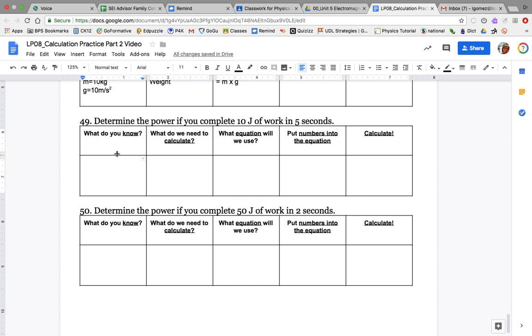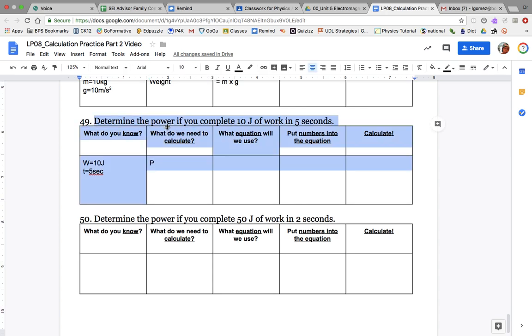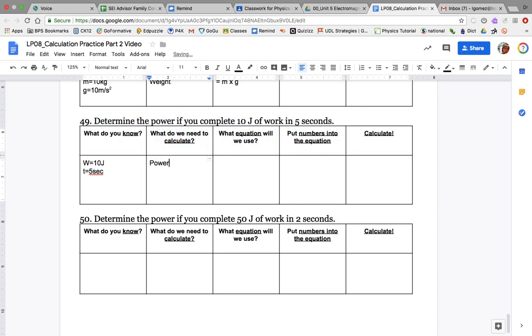So determine the power if you complete 10 joules of work. You're doing work equal to 10 joules in 5 seconds. 5 seconds is a time. So we want to calculate power. Power equals work divided by time. Okay, so just put those numbers in.